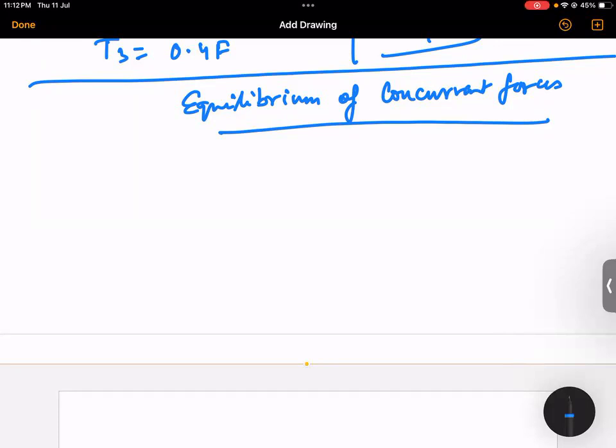then the body will continue to be in its state of rest or uniform motion along a straight line, and is said to be in equilibrium.